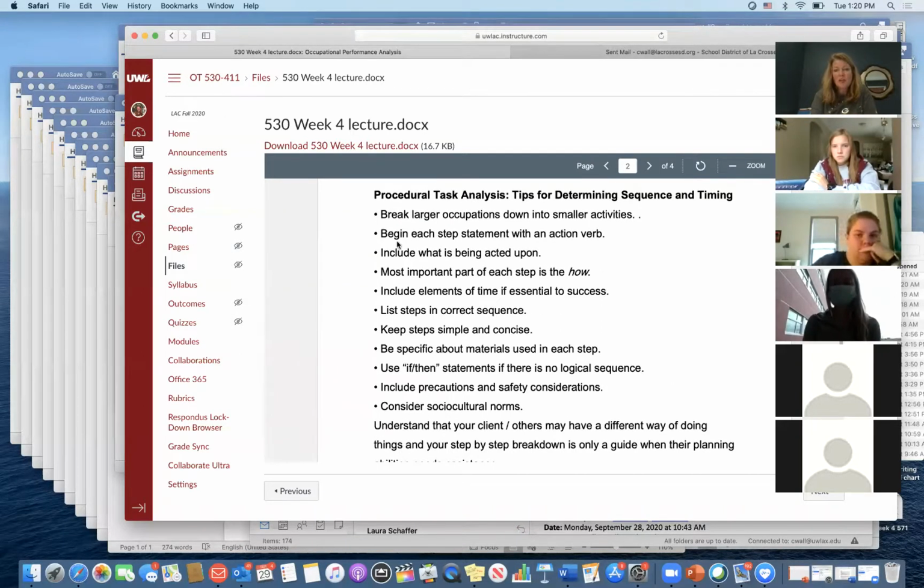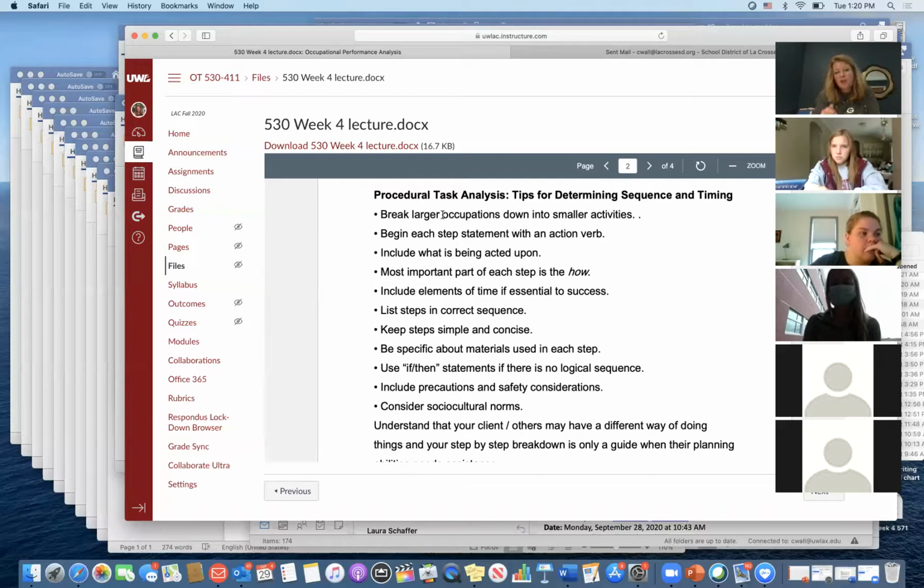The first thing in the procedural task analysis is to break down the occupation that you're going to choose as your most important area of occupation that you want to address with your client first. You're going to break it down into a smaller chunk, kind of like, did we do this? I'm forgetting which ones we did.